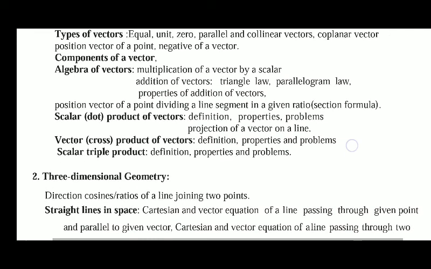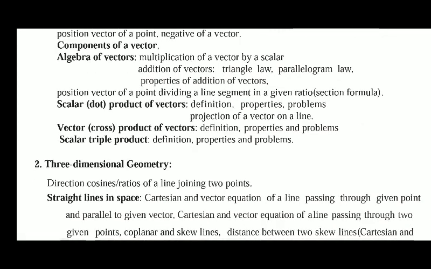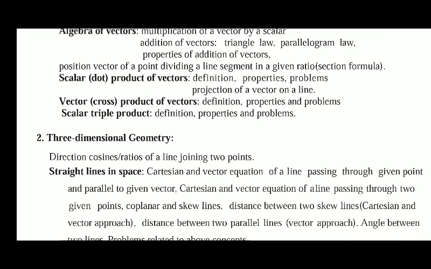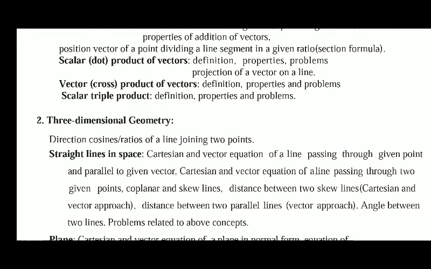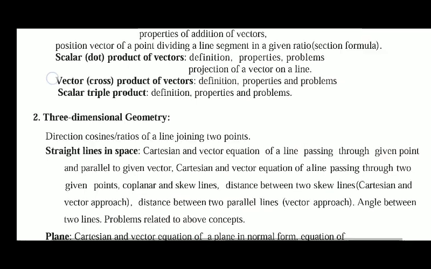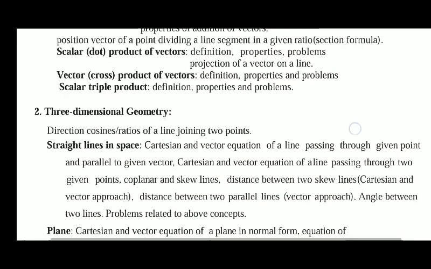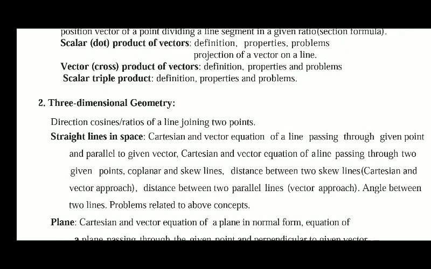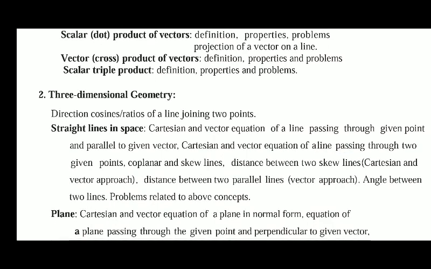Those are very important here for the 3 marks: parallel law, triangle law, and properties of the addition of vectors. Next one, the dot product. Dot product is a dot b equal to mod of a mod of b into cos theta. That is the formula or definition of the scalar product or dot product. And the vector product or cross product also has a definition: a cross b is equal to mod of a mod of b sin theta into unit vector n.